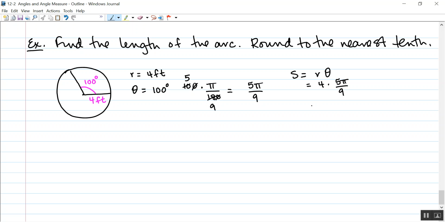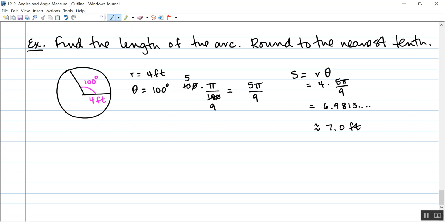And plugging that into your calculator, I did 4 times 5 times pi divided by 9. I get 6.9813. Of course, it's going to be irrational because pi is in there, or approximately, let's round that to 7.0 feet. So that's how you use the formula for arc length.